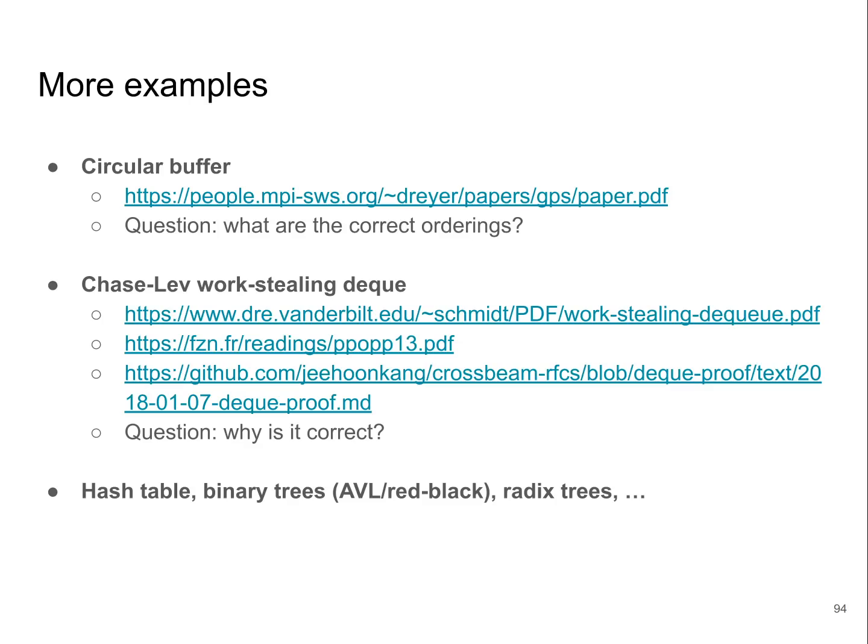For example, there is a circular buffer, or what is usually called a ring buffer. This buffer has a fixed size array, and there are two ends of the queue. At the first end, we push a value, and at the other end, we pop a value from that. You can think of this as a fixed-size array queue.